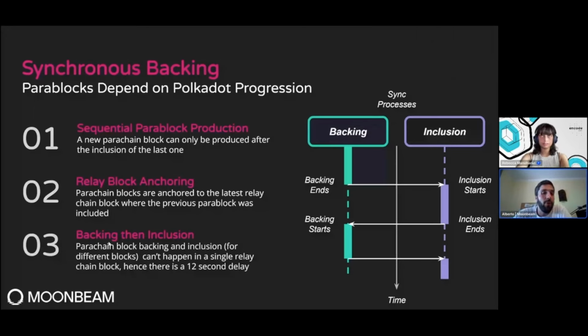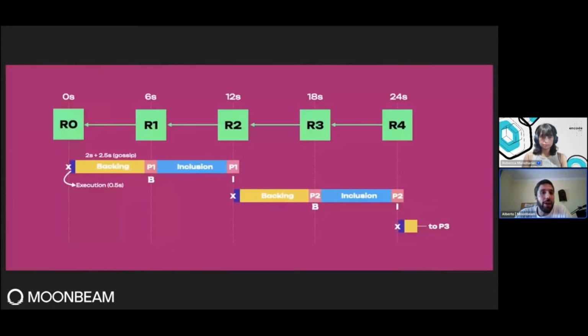And then, like I said before, it's backing and then inclusion, meaning that you have to do backing before inclusion, and then it can happen in a single relay chain block. Hence, there is a 12-second delay between parachain blocks. So the diagram looks like this, okay?